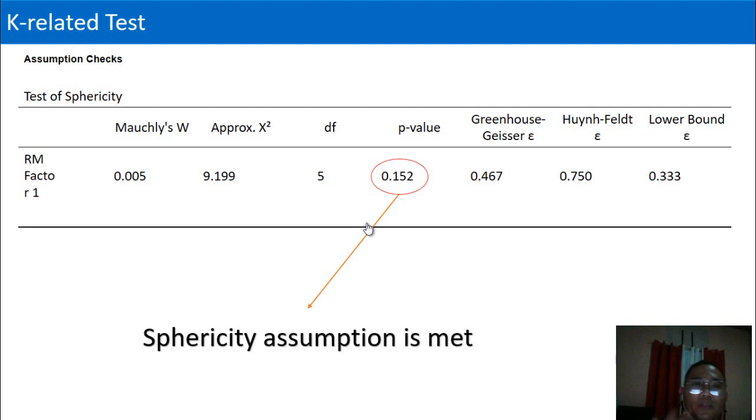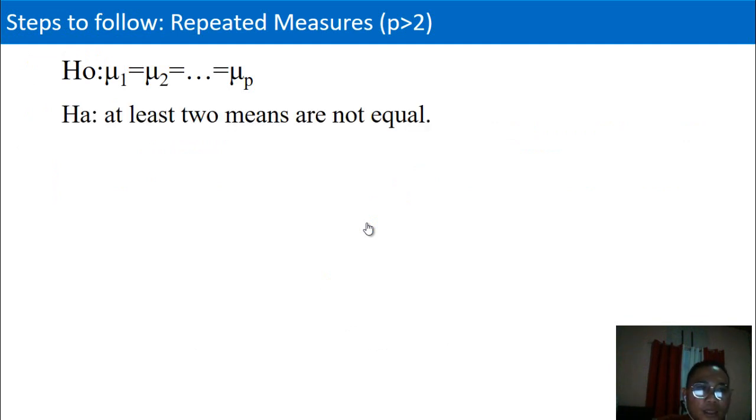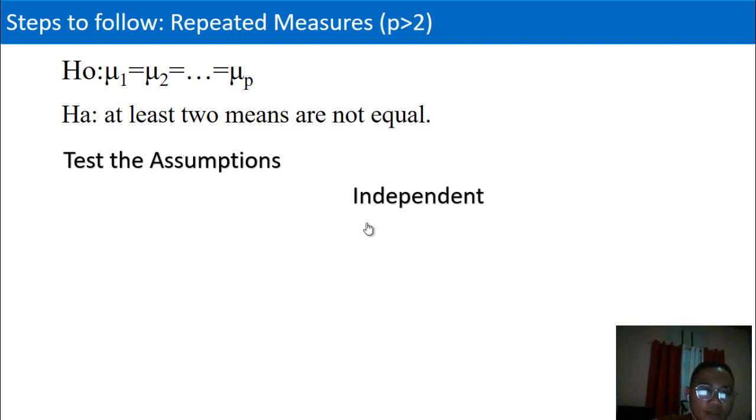So that means if the three assumptions were met, then first we have to set the null hypothesis of the repeated measures, that all of the means are equal. And the alternative hypothesis is that at least two means are not equal. So we have to test the assumptions, and I think they are independent.